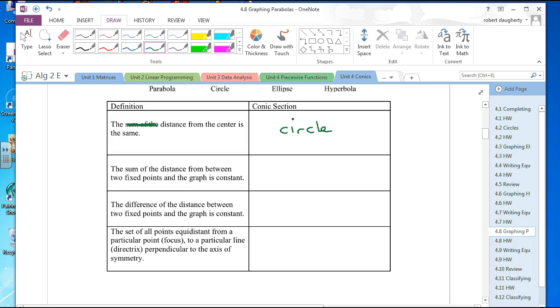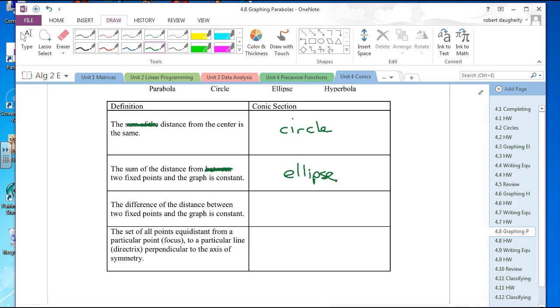The sum of the distance from, don't tell the English teacher that I wrote from between. The sum of the distance from 2 fixed points in the graph is constant. That is a what? That is an ellipse. I've got 2 fixed points. If I add the distance from the curve to each of those points, that is an ellipse.